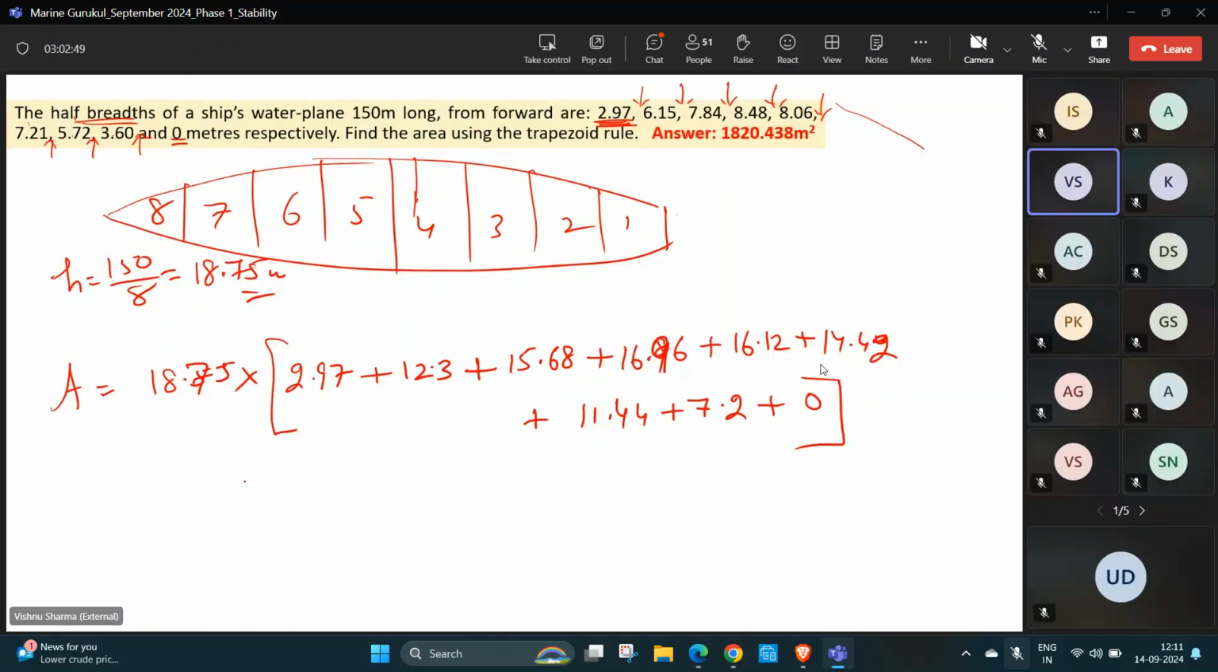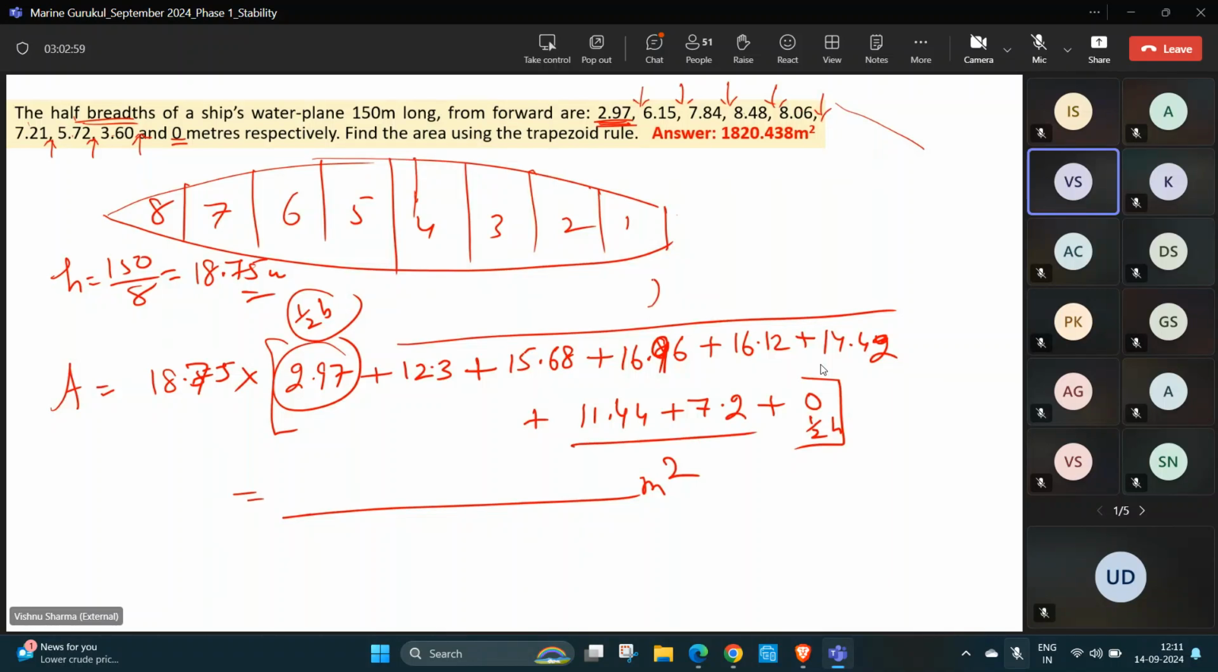And do you agree this will give me the area, beta, in square meters? Yes or no? I have taken this as half breadth, and all these are full breadths. Correct, beta? Am I clear? Yes, sir. And unless there is any mistake, you should get the answer automatically.